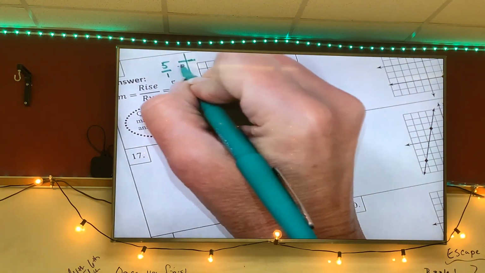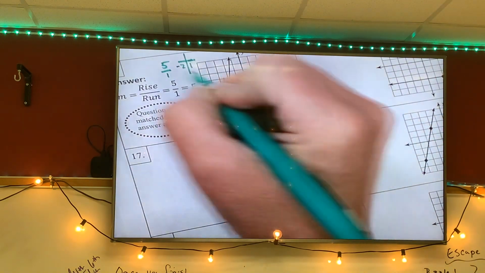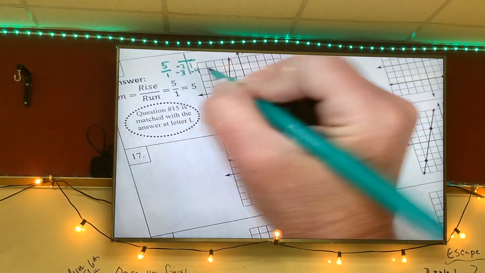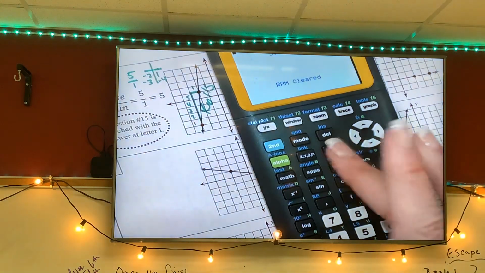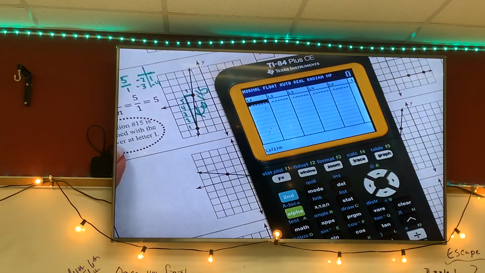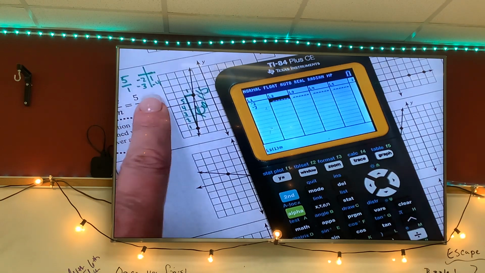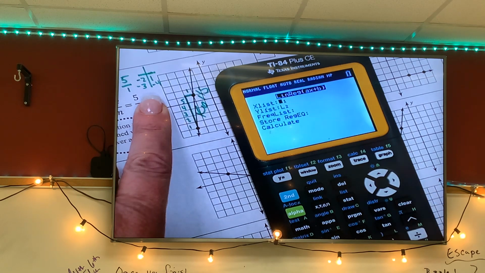-2, 1. And 1, 2, -3, -4. I could then go to my calculator and I could go to stat and I'm going to put those numbers in. -2, -3, 1, -4, stat calc 4, enter.